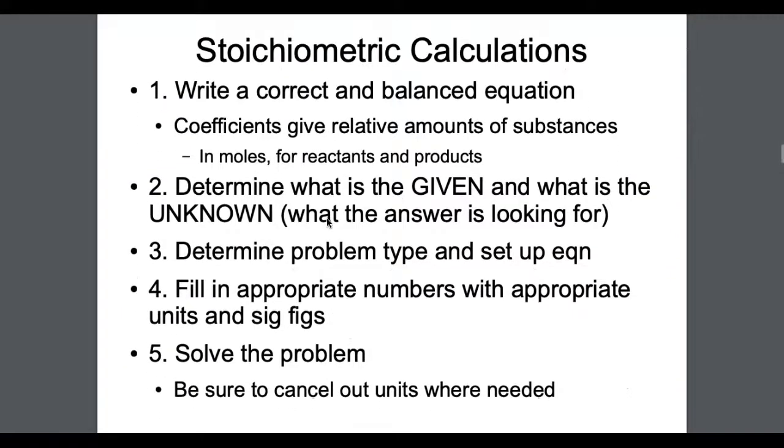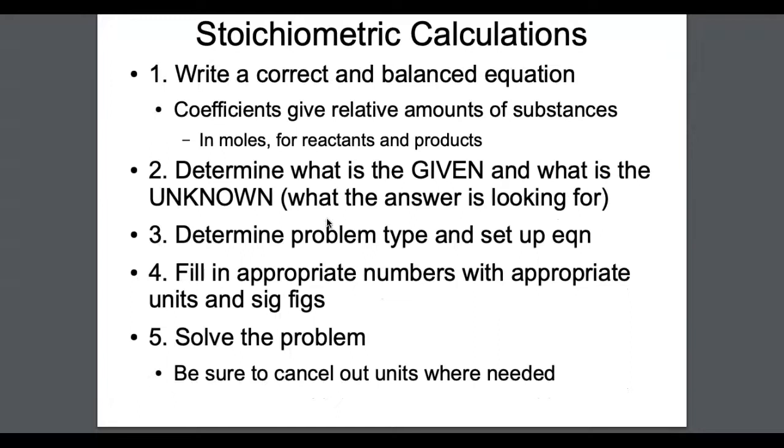So the steps for a correctly written stoichiometric calculation. Number 1, make sure that the equation is written correctly and that it is balanced. It must be a balanced, properly written chemical equation. If not, you'll get a wrong answer. So, next step, find the unknown and the given. Determine the given, determine the unknown.